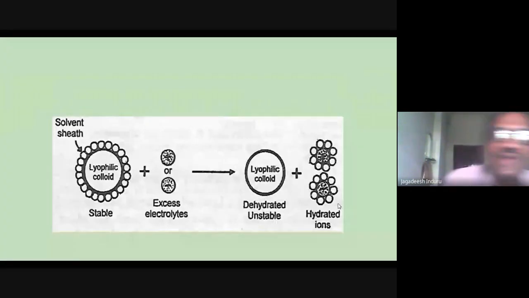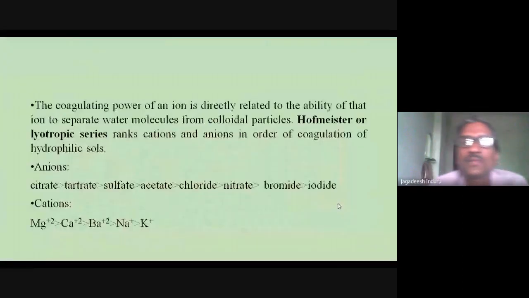The coagulating power of any ion is directly proportional to the ability of the ion to separate the water molecule. It does not depend upon charge, because the water molecule contains both H plus and OH minus. So the dehydration has nothing to do with the charge; both will have a similar impact. That is the reason the Hofmeister series came into existence. He gave a lyotropic series as a rank, in which even ions of the same valency have different lower or higher ranks for precipitating power. This is what you need to memorize.